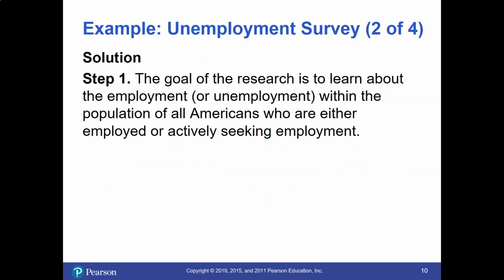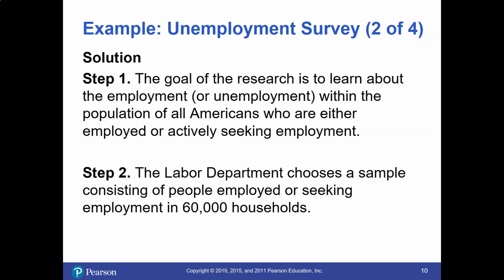So step 1, we want to learn about the population who are either employed or actively seeking employment. The Labor Department chooses a sample, in this case 60,000 households. Again, depending upon the tools you have to work with and how easy it is to collect data, that often will determine how many people you can sample, or how many things. It doesn't have to necessarily be people. In this case, it is.